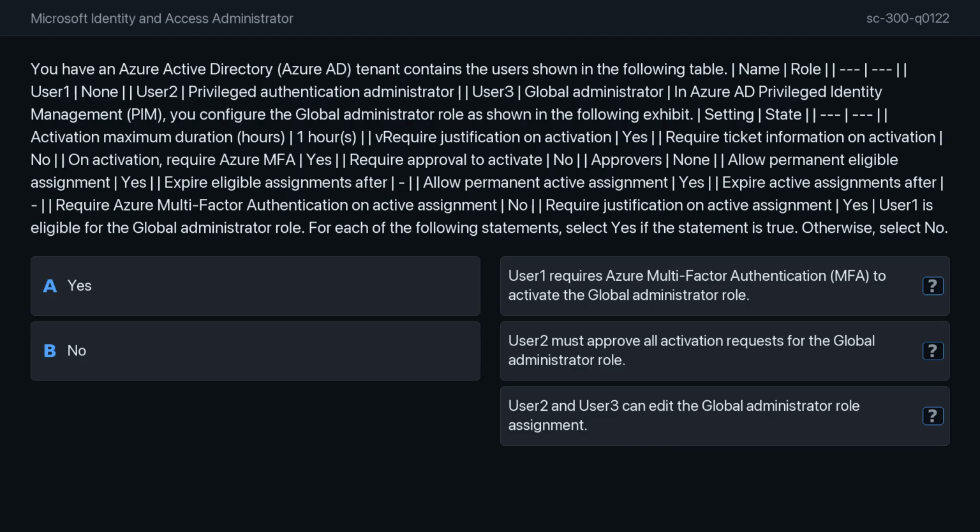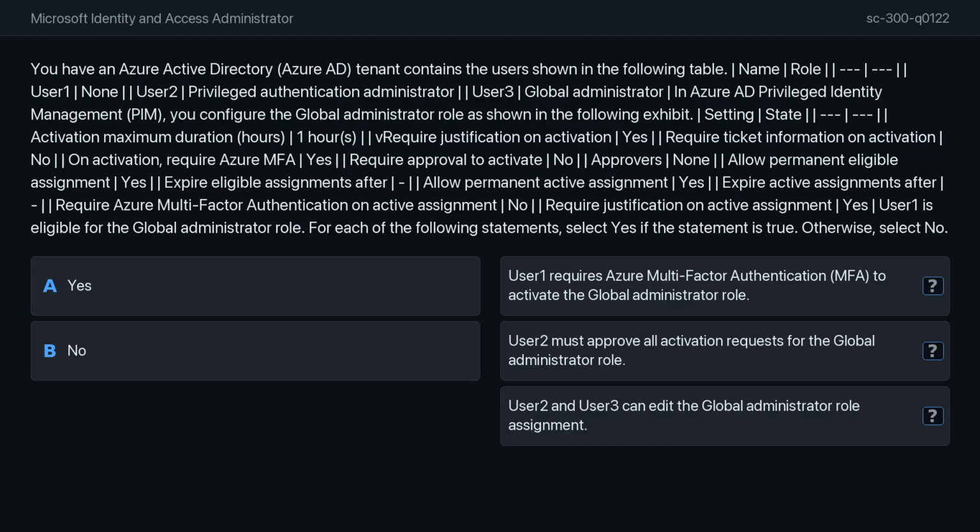In Azure AD Privileged Identity Management, you configure the Global Administrator role. The table lists these settings. Row 1, Activation Maximum Duration, 1 hour. Row 2, Require justification on activation, yes. Row 3, Require ticket information on activation, no. Row 4, on activation, require Azure MFA, yes.